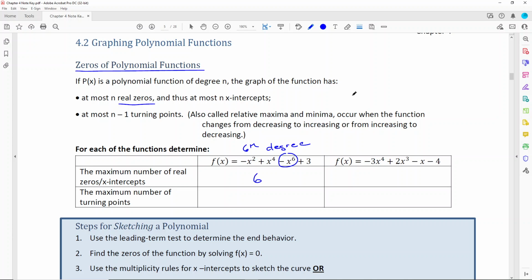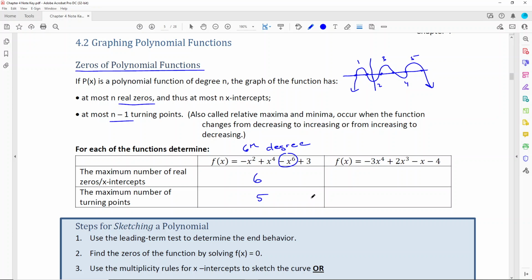And then turning points, what that means is relative max and mins. So if I have a graph that has, let's say, 6 x-intercepts, 1, 2, 3, 4, 5, 6. So this is the max you could have. So all of them would have to be crossing the x-axis. Okay, so we look at the number of max and mins. So here's 1, here's 2, here's 3, here's 4, and here's 5. In fact, there's a rule. You always have a maximum of n minus 1 turning points. In other words, if it's a 6th degree, then you can have 5 turning points.